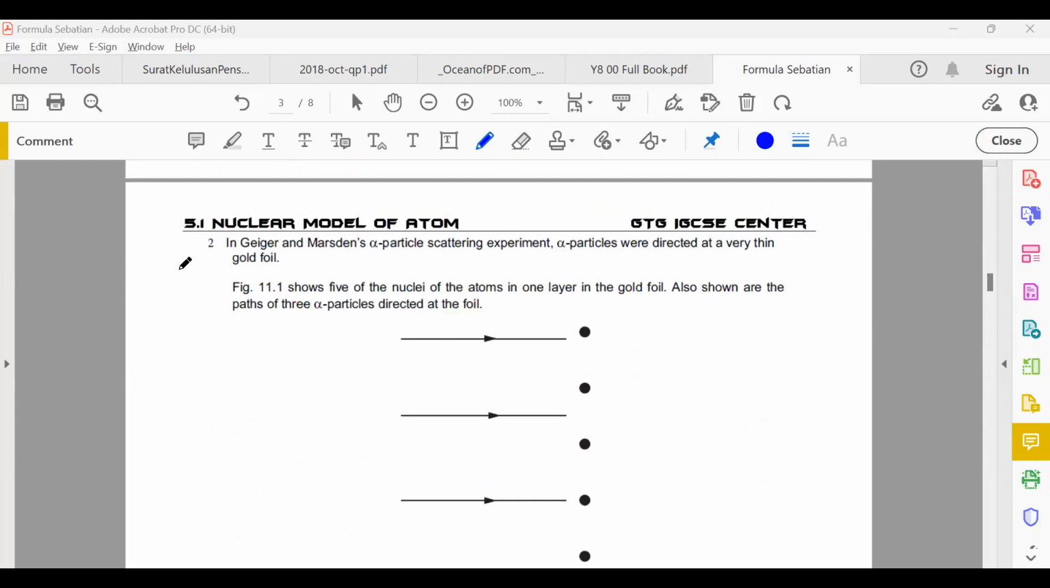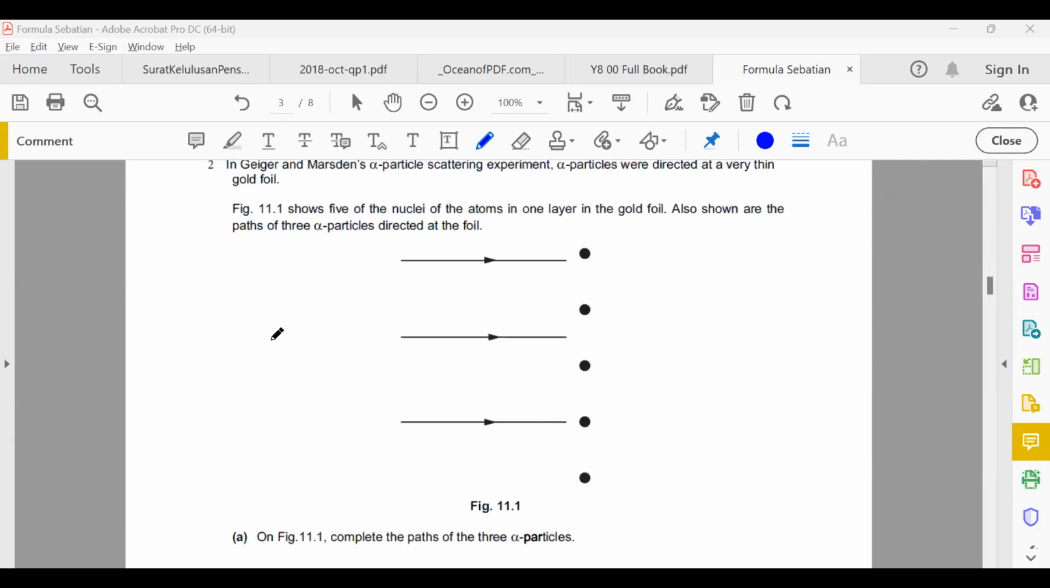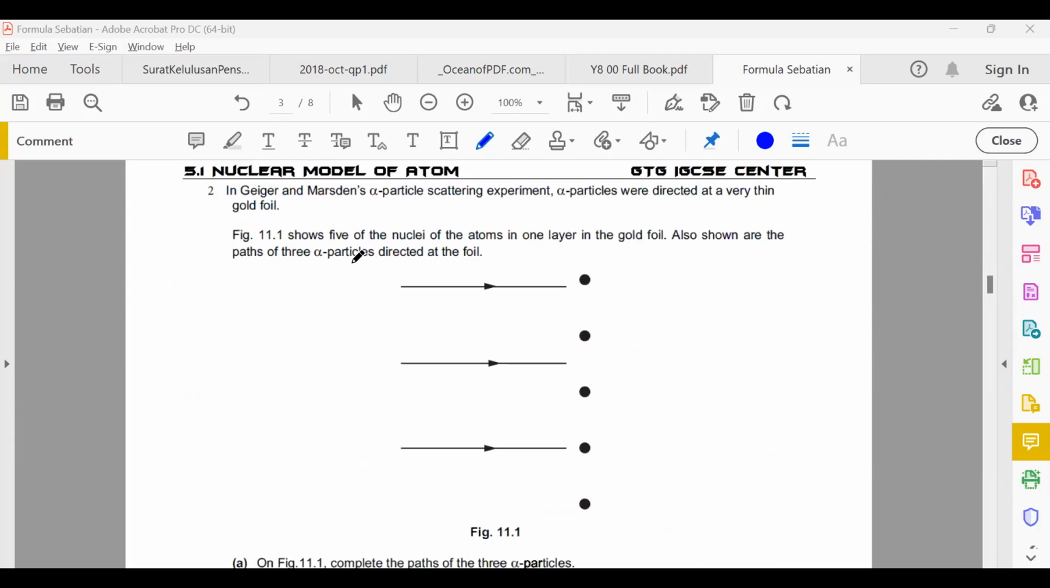Okay, everyone. Are you ready for the discussion? I hope you have attempted every question by now. Let's go through the questions together, guys. When we look at this here, Geiger and so on, it's an alpha particle directed at very thin gold foil. As soon as you see this word gold foil, you should remember the video that I've sent you, right?